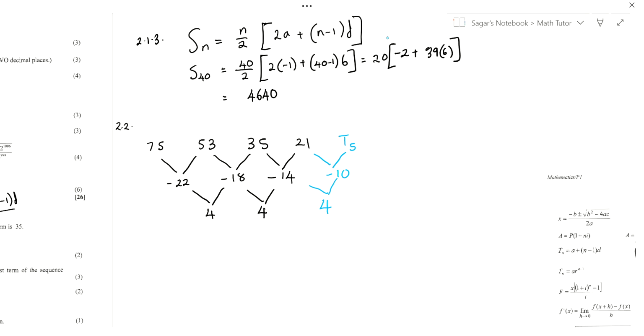Now we need to know t5. t5 minus 21 should give us minus 10. And we see that your t5 is going to be positive 11. Therefore, t5 is 11.